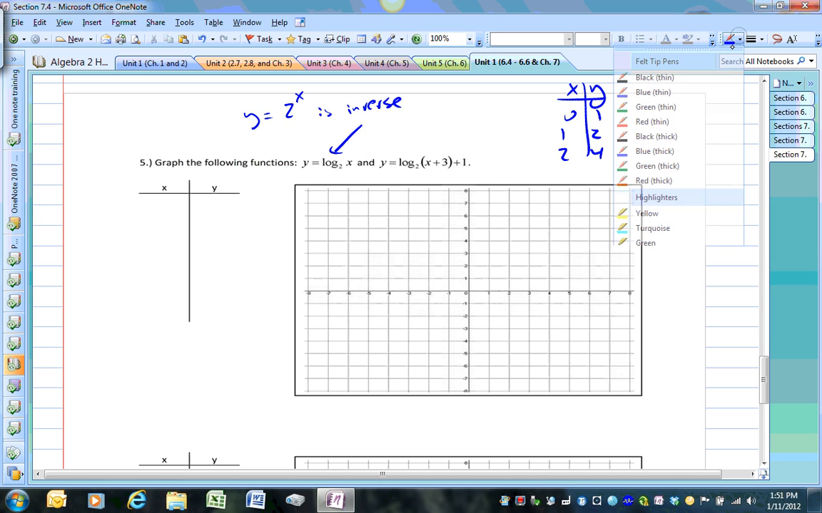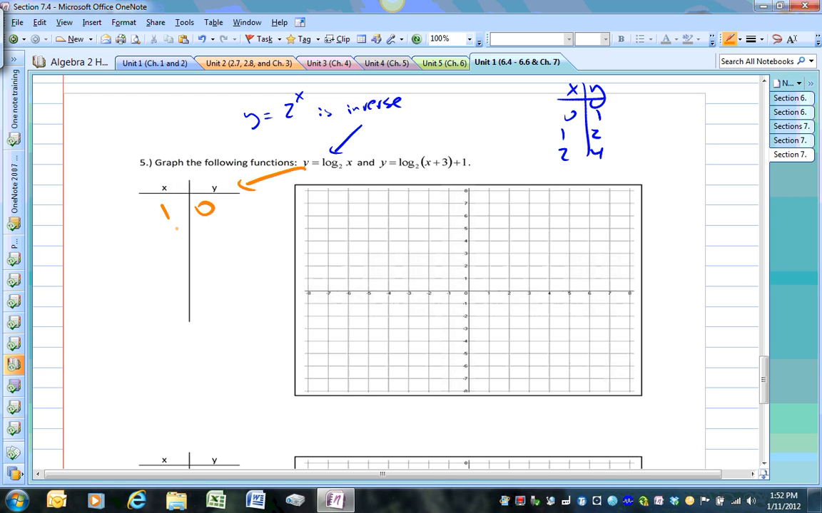So if I change colors, we expect everything to switch for the logarithmic function. The x and y values will simply switch. Plus, if you think about it, log base 2 of 1: 2 to what power gets me 1? 0. Log base 2 of 2: 2 to what power gets me 2? 1. Log base 2 of 4: 2 to what power gives me 4? 2. So I have (1, 0), (2, 1), (4, 2), and the graph will look like this.